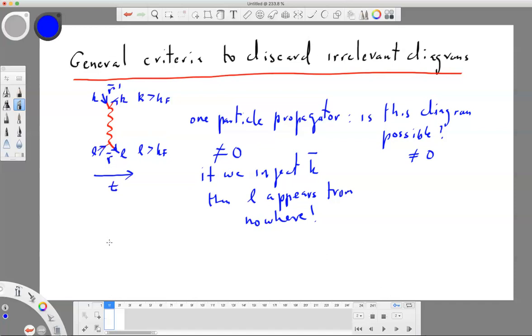Something else happens with this diagram. What happens if I have now this, and I just switch L with K?